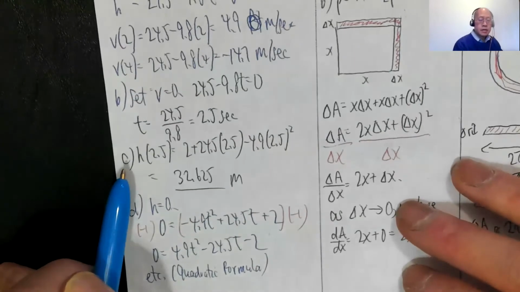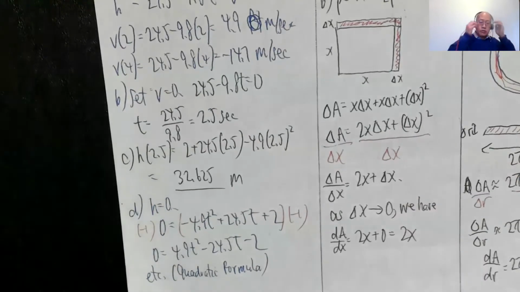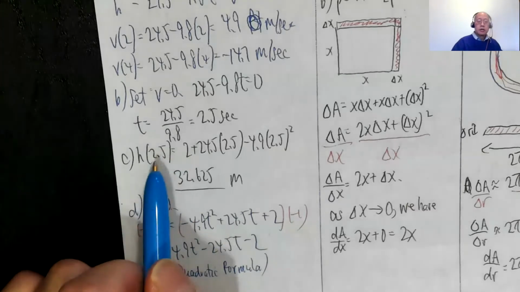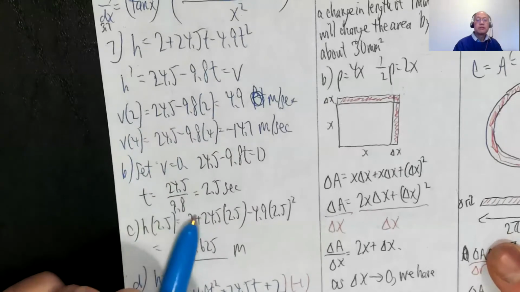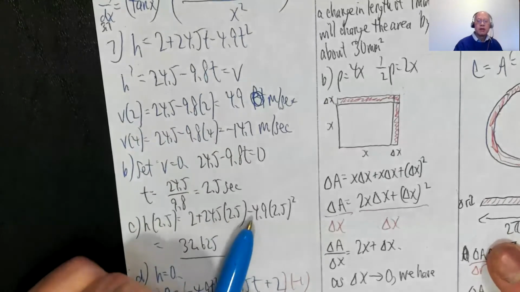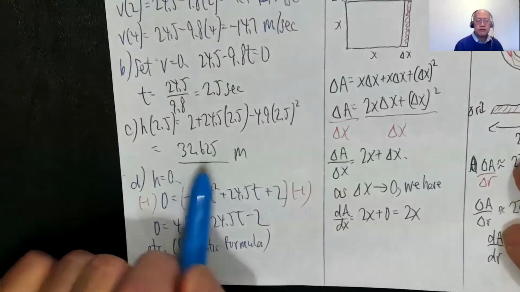Okay, and C, what's the height at 2.5 seconds, which is the maximum height. So for maximum height, I plug in 2.5 to the original. 2 plus 24.5 times 2.5, minus 4.9 times 2.5 squared, punch it in the machine, 32.625 meters.